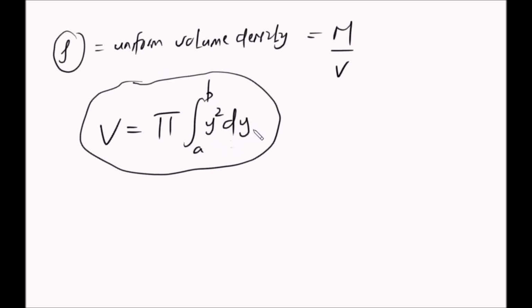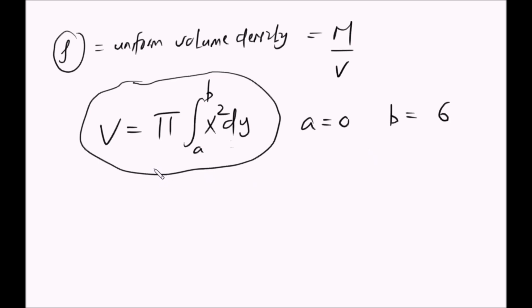Sasa ukisha integrate with respect to y, hapa sasa badala ya y squared inakuwa nini? Inakuwa x squared. So learn that thing. So this is what this is going to be our volume now, badala ile ambayo tumeizoea. So a ni 0 na b ni nini? 6.